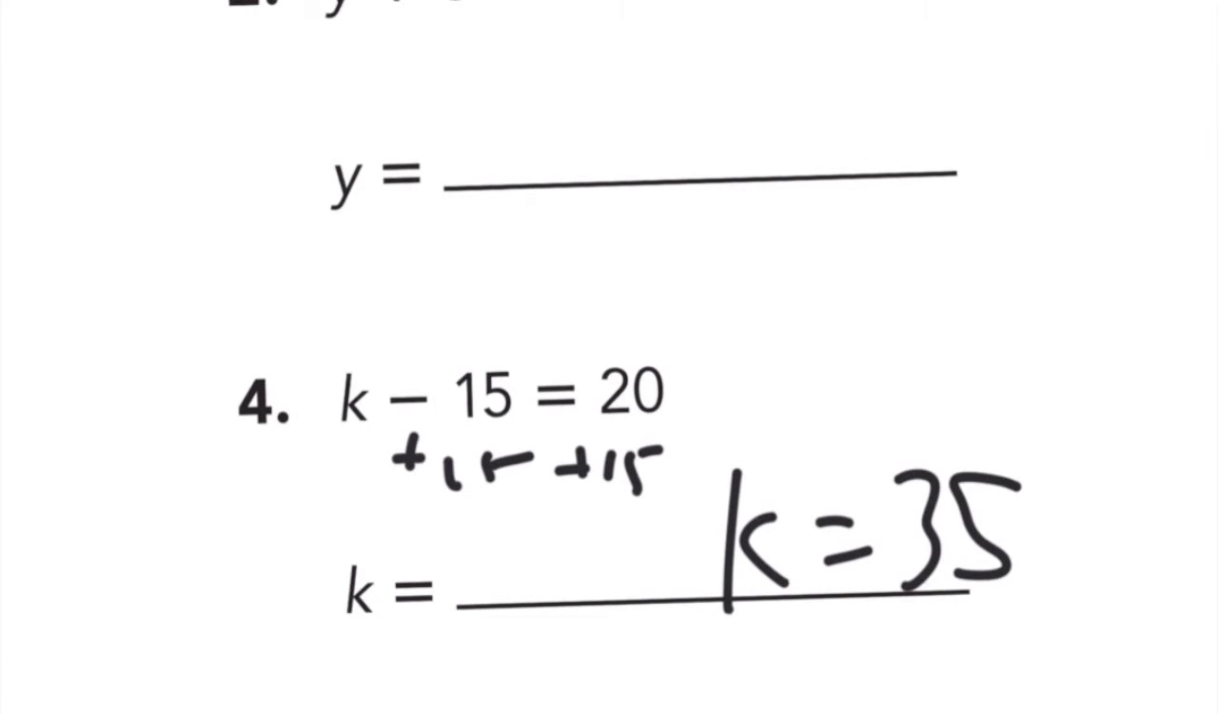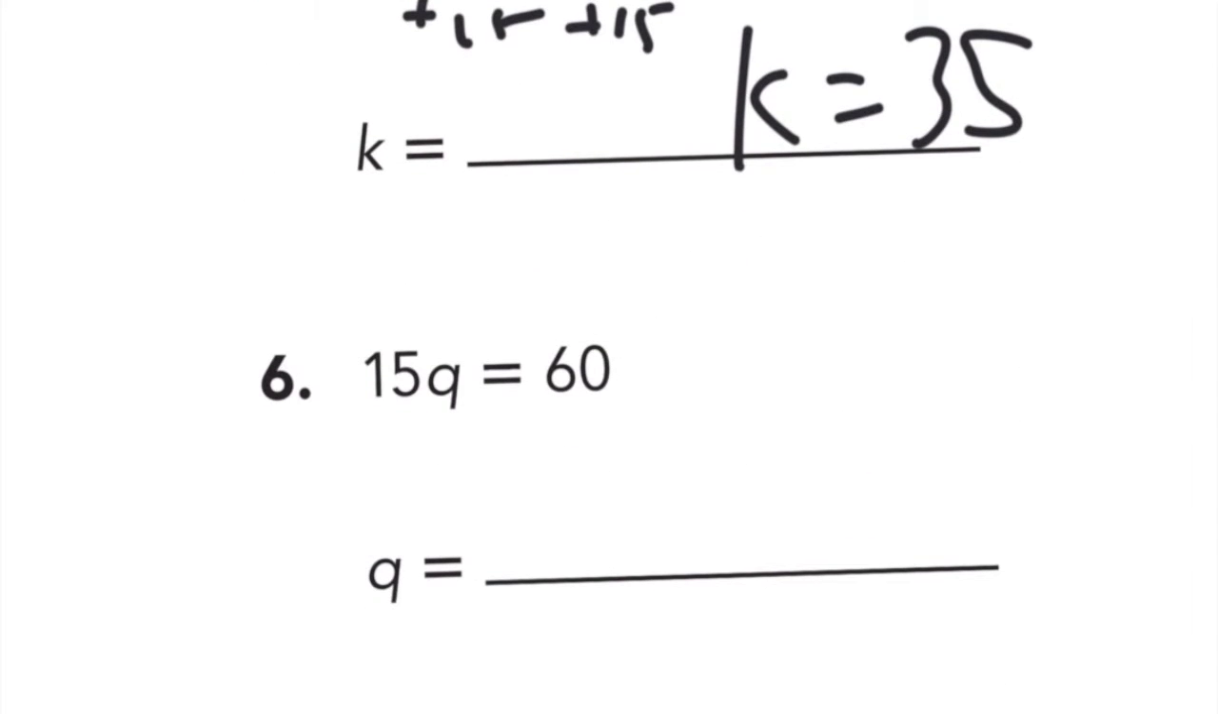Number 6, same deal. What we're going to do is find the variable, which is q. You want it by itself. So when you have a coefficient next to a variable, you know this means multiplication. So we need to divide them because it's the opposite. These equal 1, so it's 1q really. And 60 divided by 15 is going to be 4.